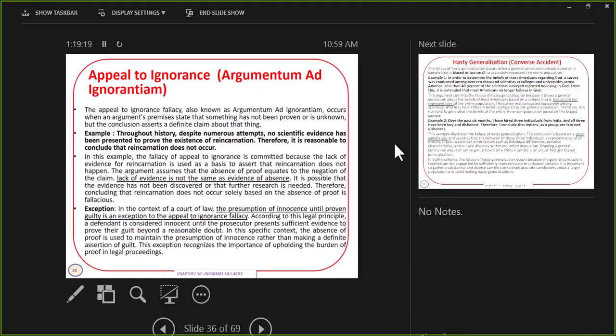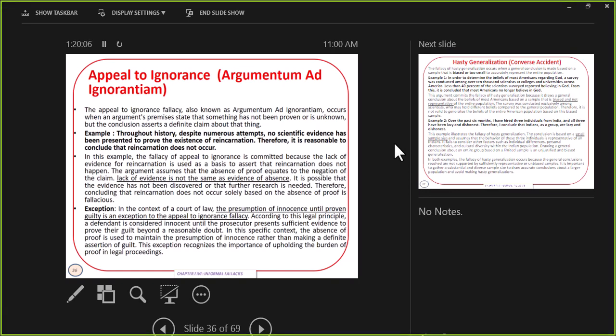conclusion asserts, right? In this example, the fallacy of appeal to ignorance is committed because the lack of evidence for reincarnation is used as a basis to assert that reincarnation does not happen. The argument assumes that the absence of proof equates to the negation of the claim. Lack of evidence is not the same as evidence of absence. But appeal to ignorance occurred because it equates lack of evidence with evidence of absence. The most rational, appropriate approach must be to suspend one's conclusion, not asserting as if it exists or as if it does not exist, but to suspend from asserting about it.